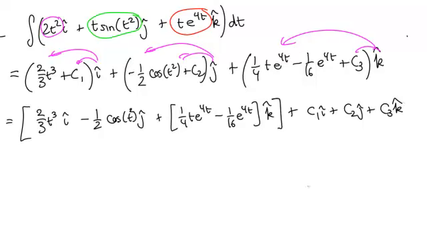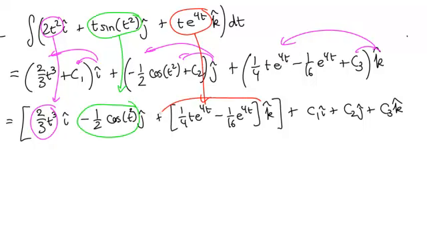Notice that this first component is just any antiderivative of the first part. This component was just any antiderivative of the second part. This component was just an antiderivative of the third part. And this last part right here represents any possible vector.